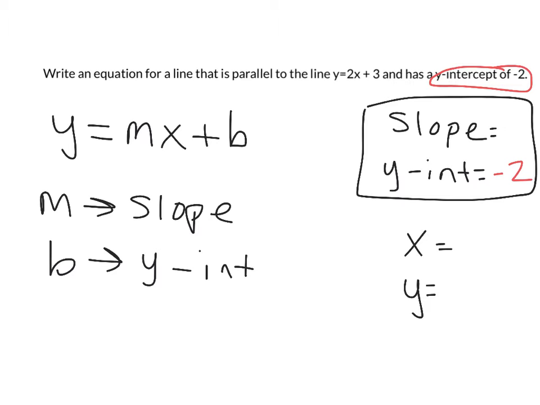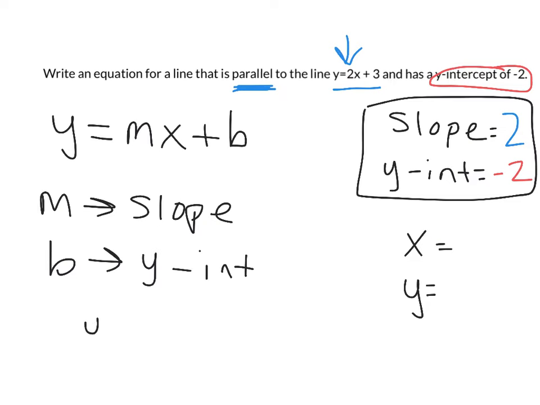It doesn't give us a slope, but it does say this key information that our line is parallel to the line y equals 2x plus 3. And if you think back to what you learned in our inquiry activity, or from the screencast that we watched, we know that parallel lines have the same slope. So if our line is parallel to this line, we can just steal its slope of 2. So I'm going to put a slope of 2 and a y-intercept of -2, and now I can write the equation for my line.